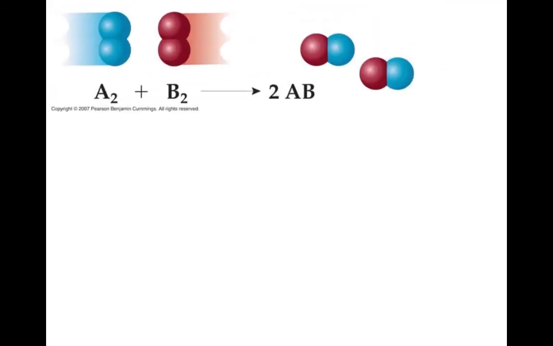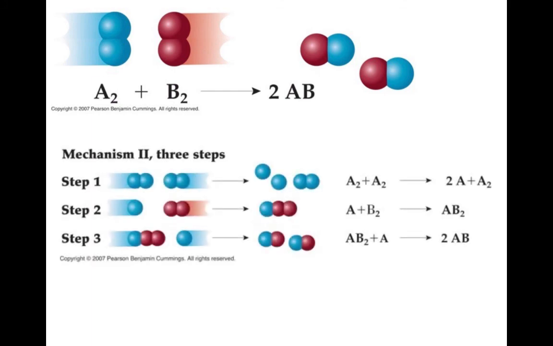So here's just a simple version of a single step mechanism. We have A2 plus B2 going to 2AB. We have the collision there between the A2 and B2 molecule. They break the AA bond, the BB bond, and they form 2 new AB bonds. So that would be a single step mechanism.